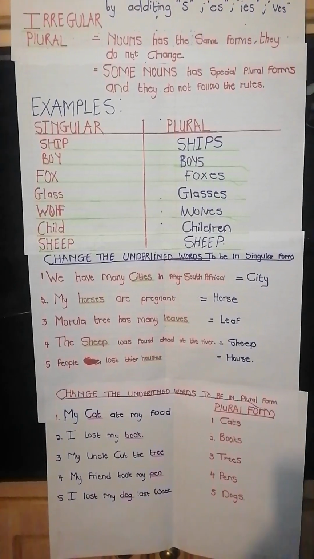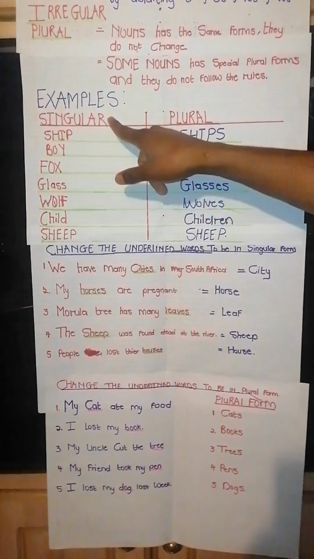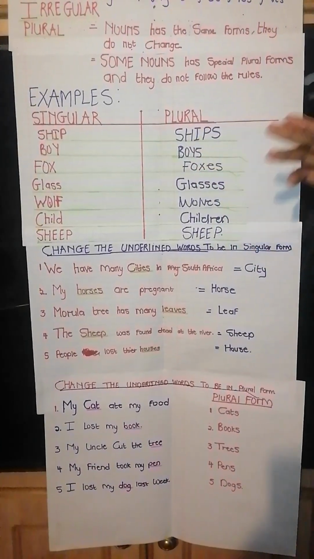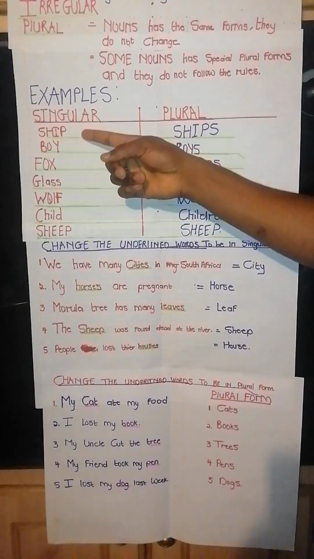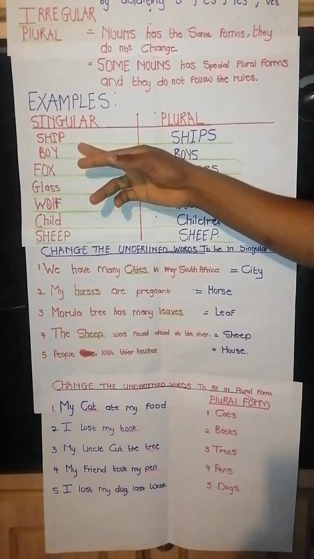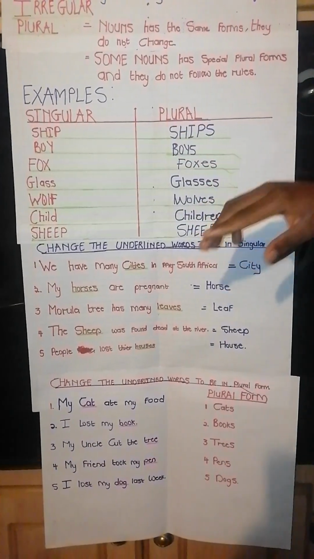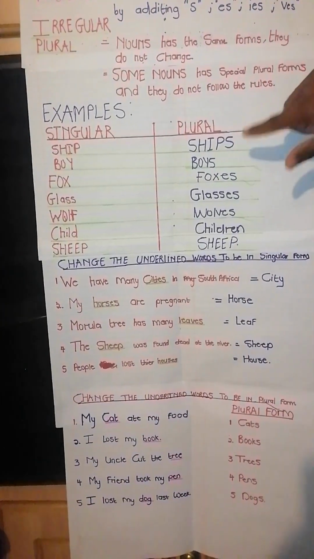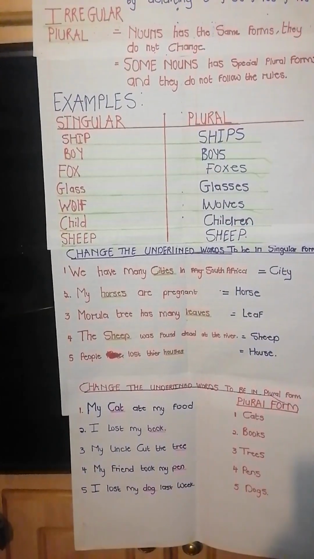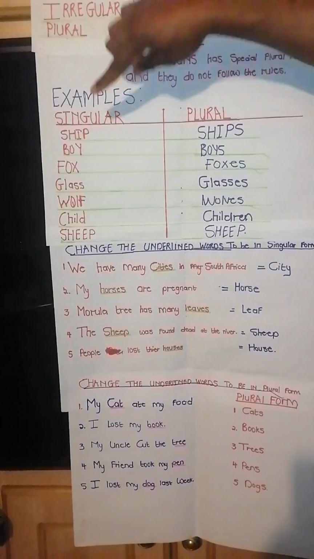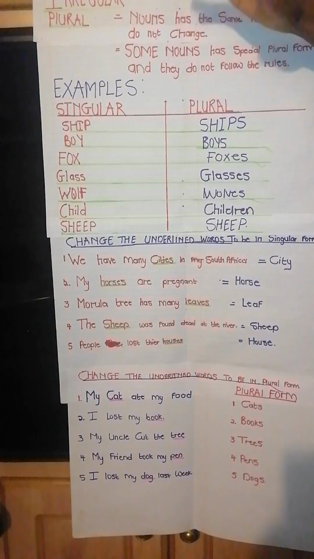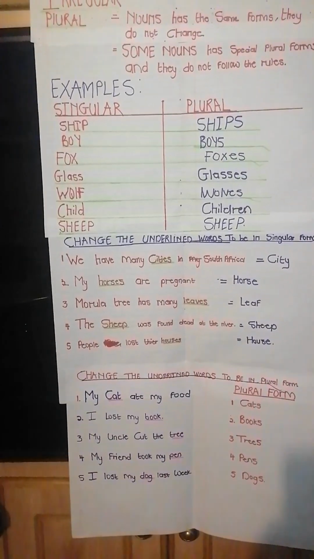In the examples, you can see that we have a singular and a plural. Now the singular, you have a sheep. When it becomes plural, it becomes sheeps. We add the letter s. You see. Now let's continue. We have a singular boy, which means when it becomes plural, we have boys.